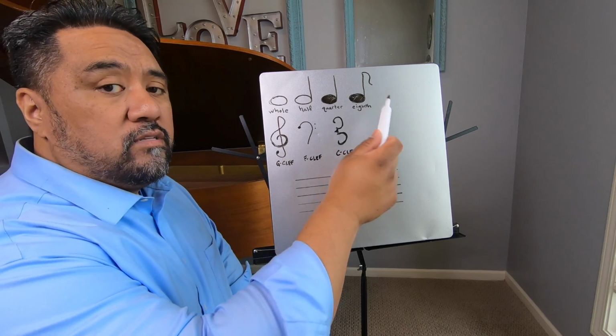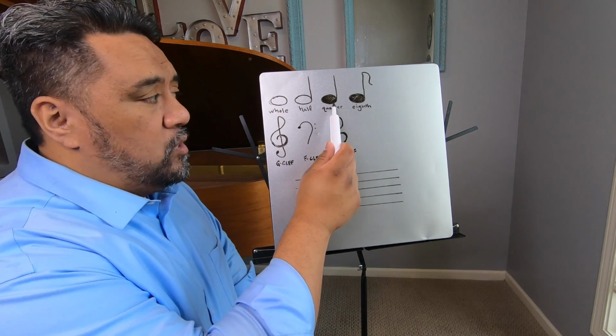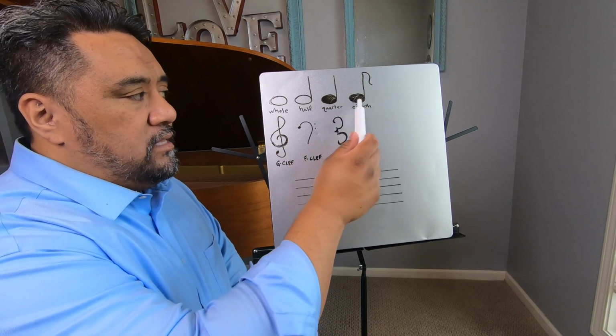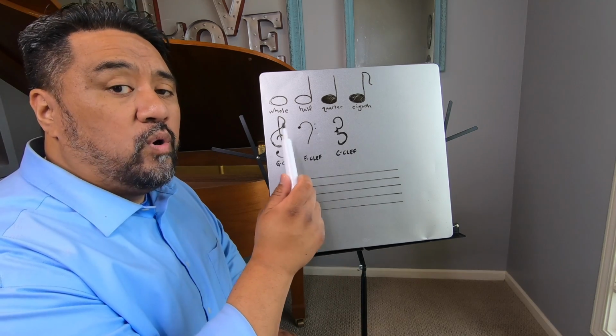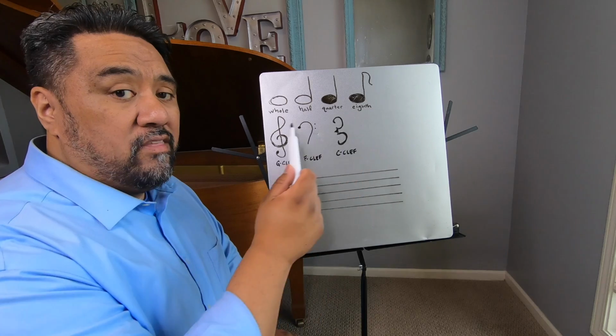First, these are notes. This is a whole note, this is a half note, a quarter note, and an eighth note. The difference between these labels is how long you hold these notes. But for now, we're just gonna worry about the fact that they're notes.